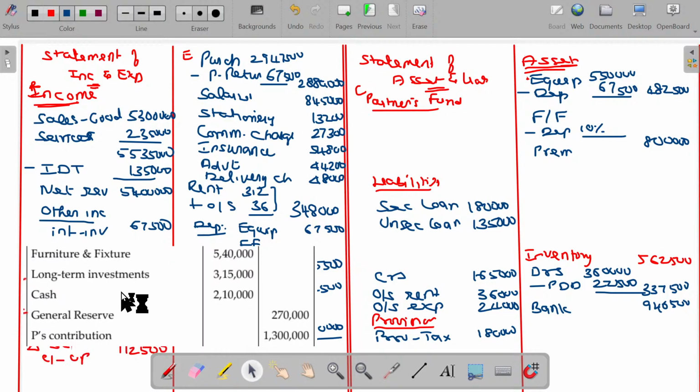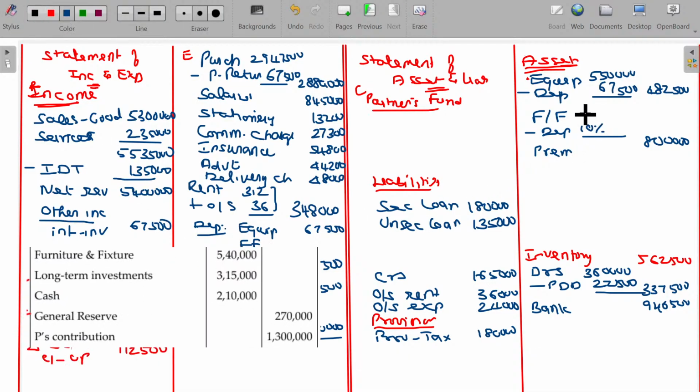Furniture and fixtures. Asset 5 lakhs 40,000. But 10% depreciation, 54,000, will be created. So 54,000 depreciation of furniture and fixtures. After subtracting 54,000, what is the value you are having? 4 lakhs 86,000. And long-term investment asset, long-term investment 3 lakhs 15,000. Cash, bank and cash 2 lakhs 10,000.